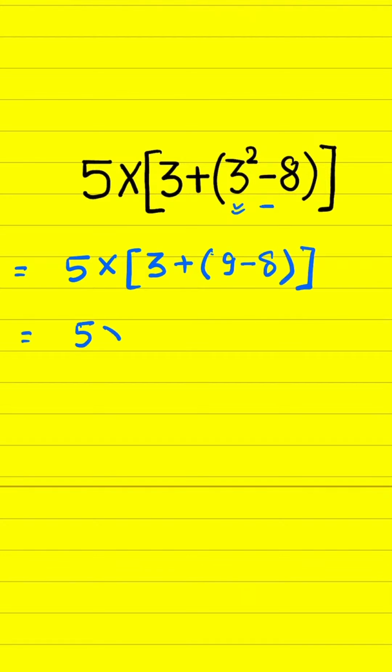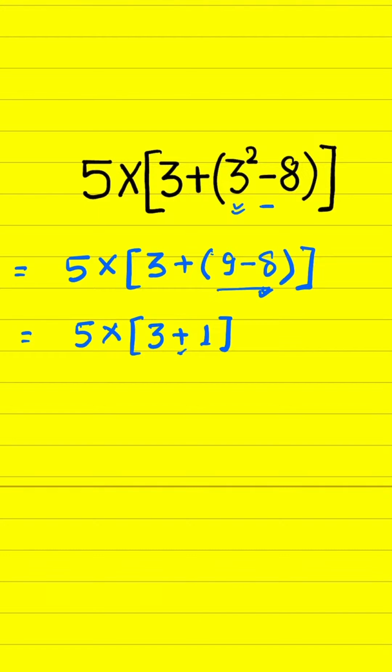Again 5 times box bracket 3 plus. Now 9 minus 8 is 1. The operation is complete. We can remove the bracket and there is already a sign here. So 3 plus 1. So one bracket is done.